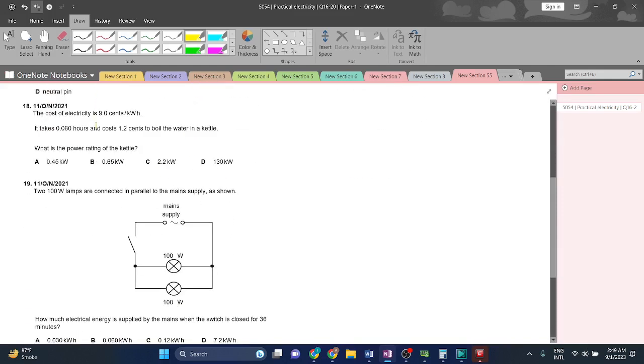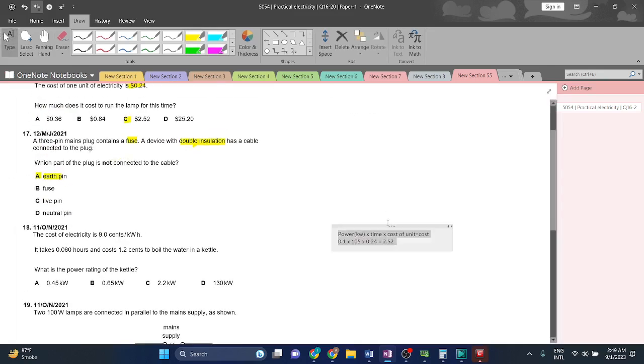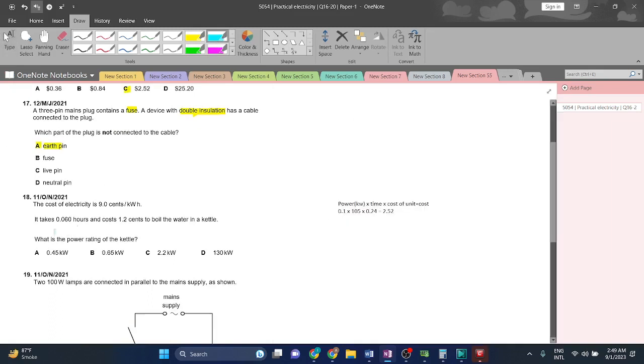Moving ahead. The cost of electricity is 6 cents per kilowatt hour. It takes 0.06 hours and 1.2 cents to boil the water in a kettle. What is the power rating of the kettle? The power rating of the kettle will be calculated again using the same formula.